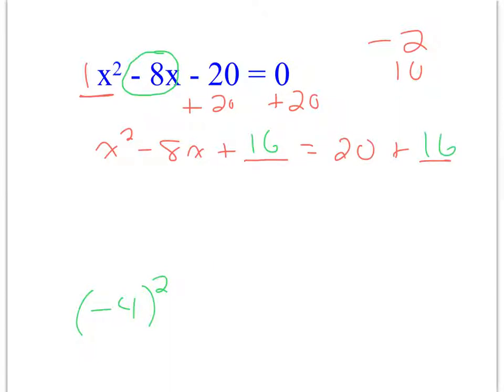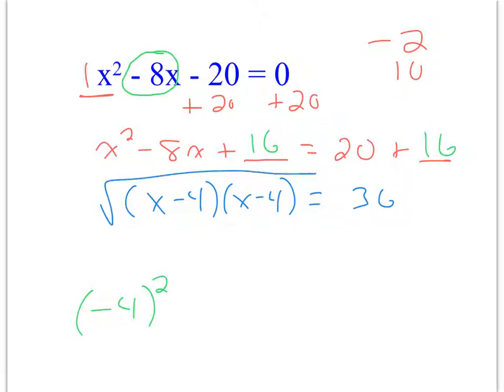So now I'm looking at the left-hand side. I have x squared minus 8x plus 16. That I know is x minus 4 times x minus 4, which is x minus 4 squared. That's equal to 20 plus 16, which is 36. I'm going to take the square root of both sides. The square root of x minus 4 squared, of course, is x minus 4. And the square root of 36 is plus or minus 6.